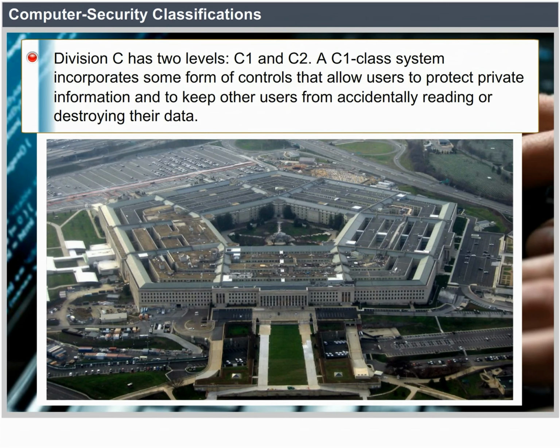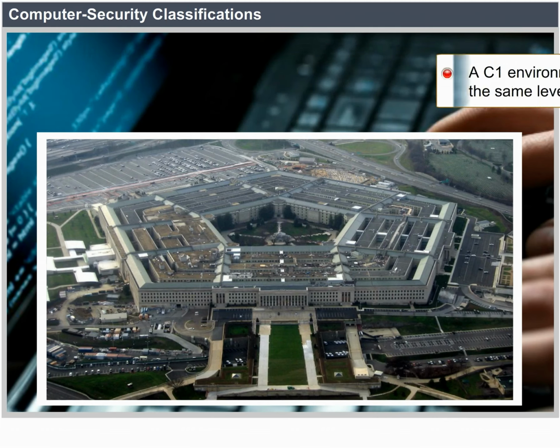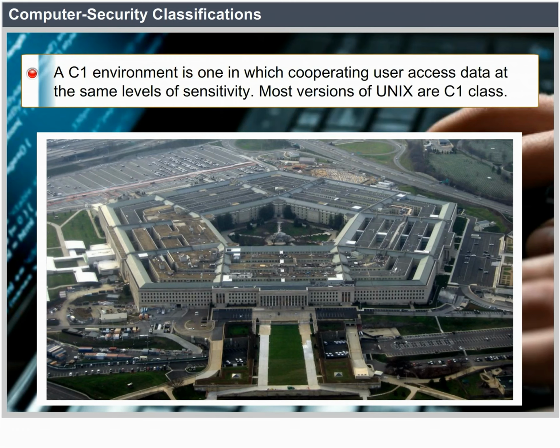A C1 class system incorporates some form of controls that allow users to protect private information and to keep other users from accidentally reading or destroying their data. A C1 environment is one in which cooperating users access data at the same levels of sensitivity. Most versions of Unix are C1 class.